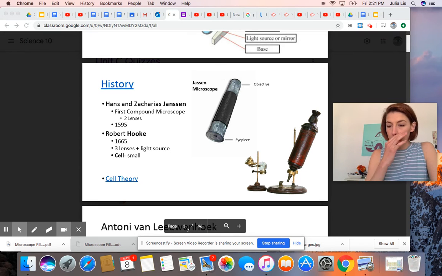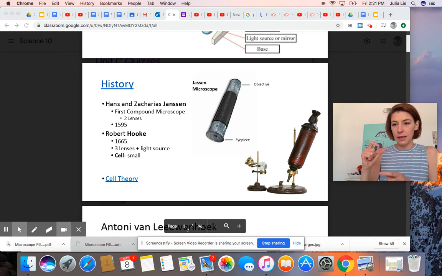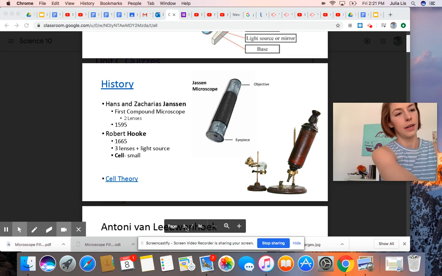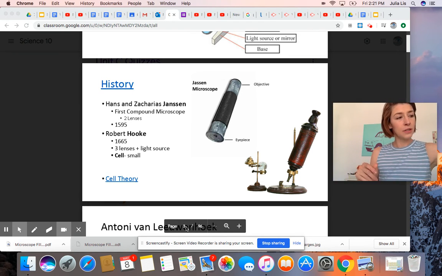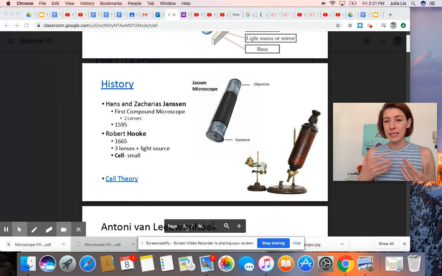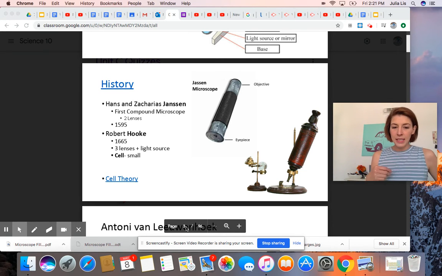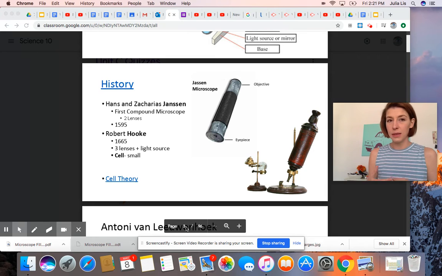But Robert Hooke ended up looking at cork. So you guys know cork, like at the end of a wine bottle. Oh, I have cork right here, actually. This is cork, okay? And so he was looking at dead plant matter, and he noticed that there were these openings, these chambers. And he called these chambers, these openings, cells, because he related them to monk cells, kind of like rooms that people stayed in. So we still use that term today.